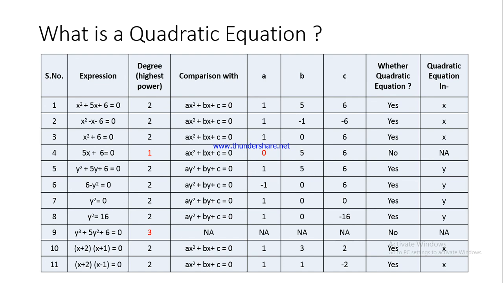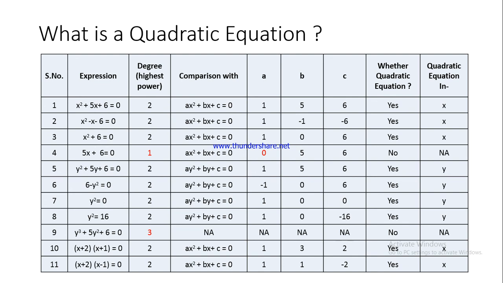Then with what are we comparing? That has been mentioned in column 4. Naturally, if it is an equation with x square kind of terms or x kind of terms, we are going to compare with ax square plus bx plus c is equal to 0. If the expression contains y, we'll compare with ay square plus by plus c is equal to 0. So this is what we have done in the fourth column, and then we have found out the value of a, b and c. And then based on these pieces of information, we have found out whether a particular expression is indeed a quadratic equation or not, right? And then we have also mentioned whether it is a quadratic equation in x or y.